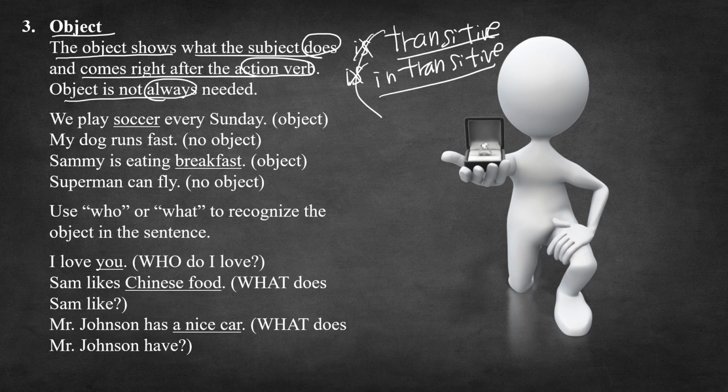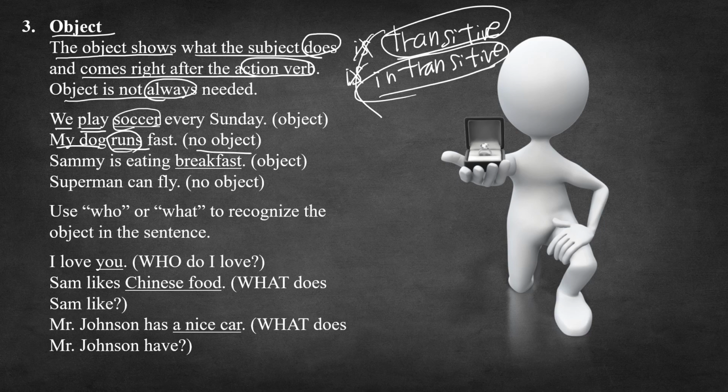Even though they are action verbs, transitive verbs take an object. Intransitive verbs don't take an object. So that's the difference. So here, play is the verb and it's a transitive verb, so it takes an object. We is the subject, play is the verb, soccer is the object. We play soccer every Sunday. But in the second sentence, my dog is the subject, runs is the verb, but run is not transitive. It is intransitive. So there is no object.